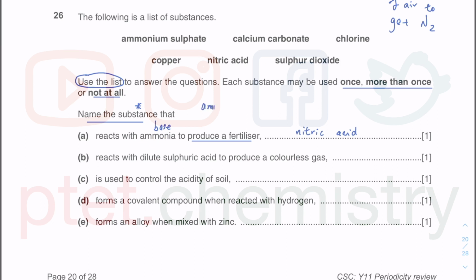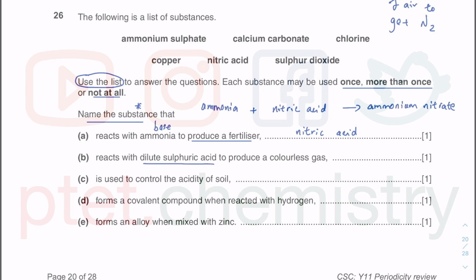If I write the word equation, you should be able to name the substance. Ammonia plus nitric acid is a neutralization reaction. You will get ammonium nitrate, because a nitrate salt comes from nitric acid. Sulfuric acid will give you a sulfate salt. This is a base and an acid, so this is a neutralization reaction.